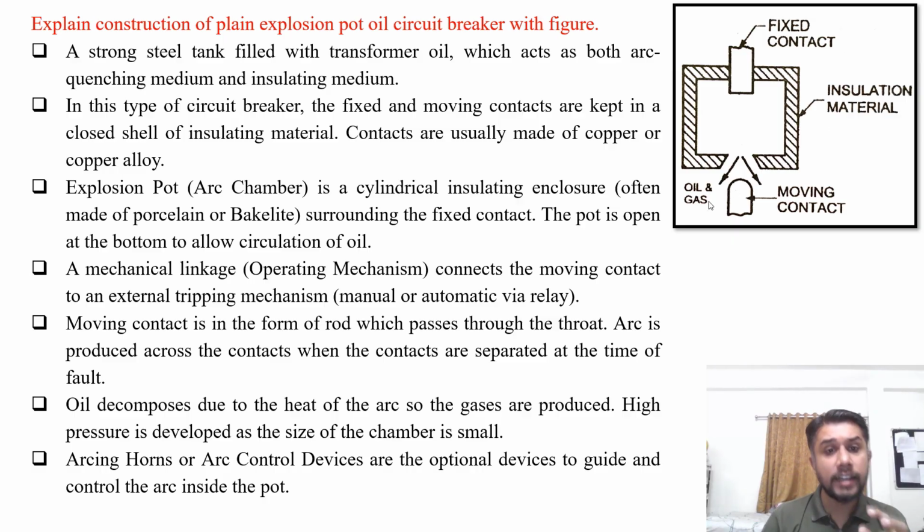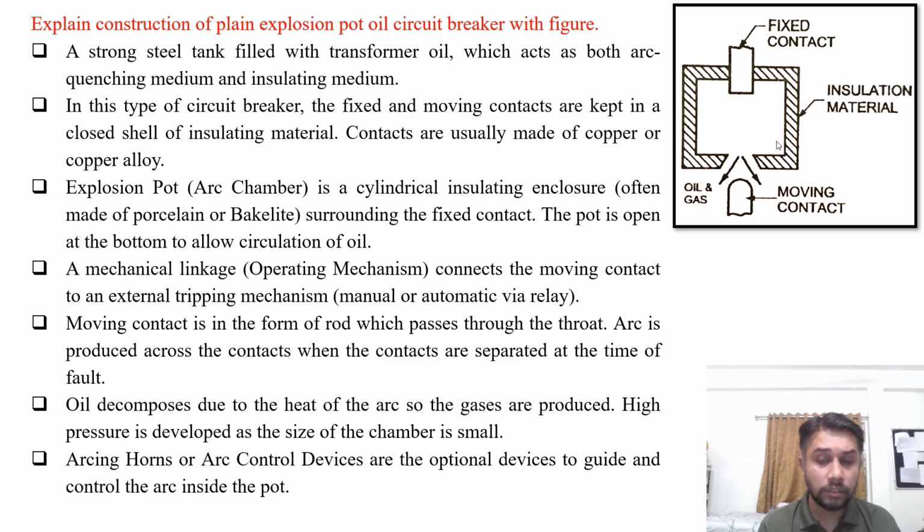Now, a mechanical linkage, that is the operating mechanism, connects the moving contact to an external tripping mechanism, that is either manual or automatic via relay. This moving contact is in the form of a rod which passes through this throat. Arc is produced across the contacts when the moving contact separates from the fixed contact at the time of fault.